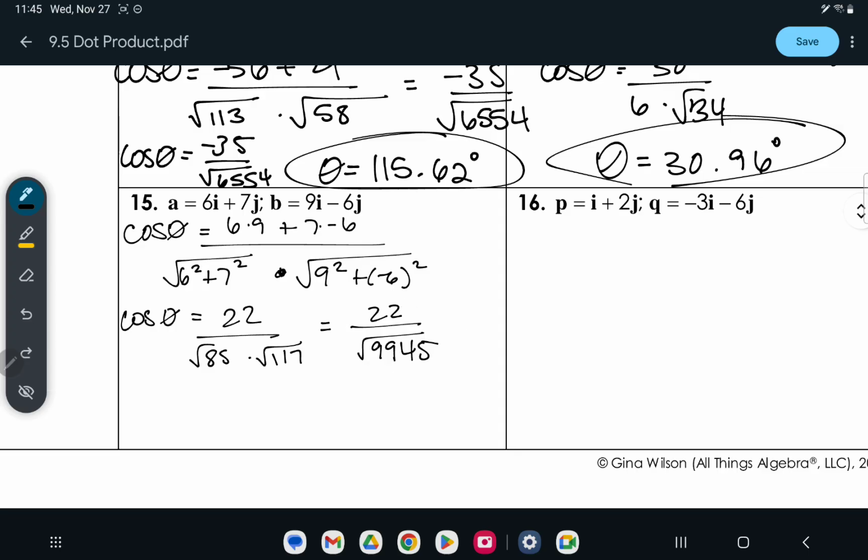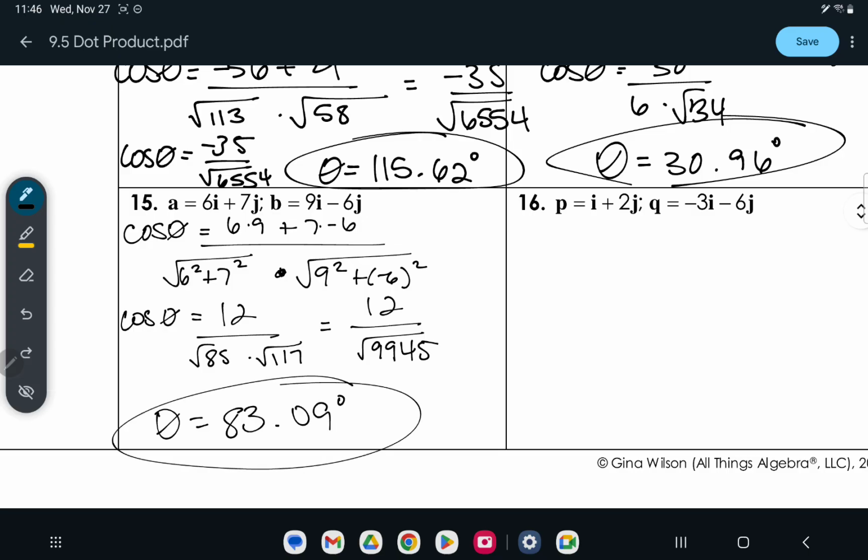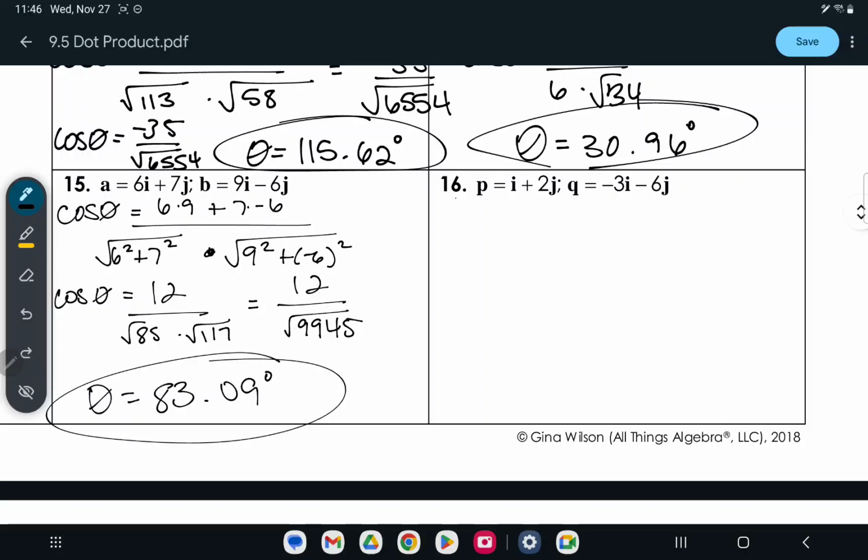So inverse cosine of 22 divided by the square root of 9945 gives me theta of, did I do something wrong? 54 minus 42. Oh, that's definitely 12 and not 22. So that's going to change that number. So inverse cosine of 12 over the square root of 9945. That's going to give me 83.09 degrees. All right, and this last one here.